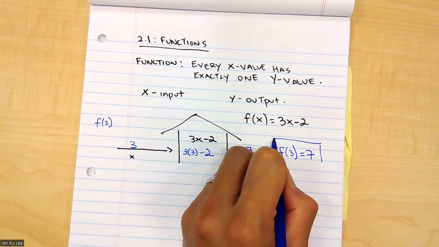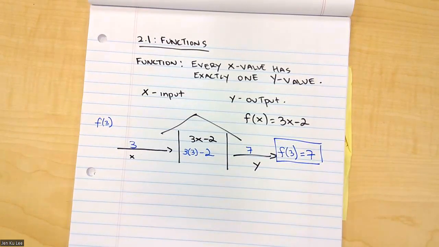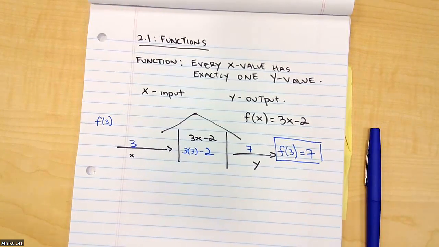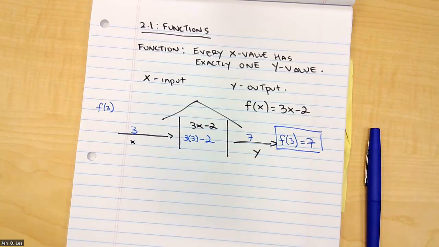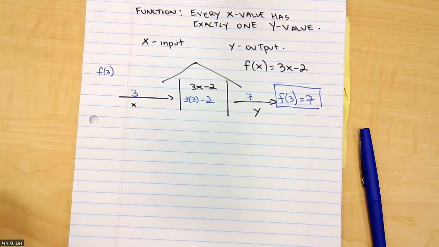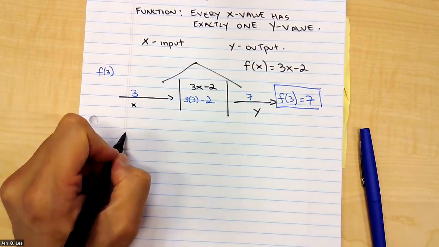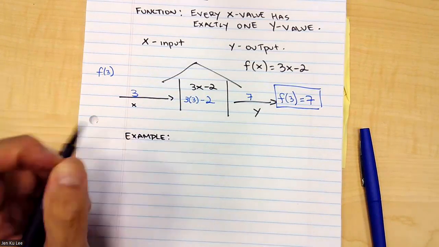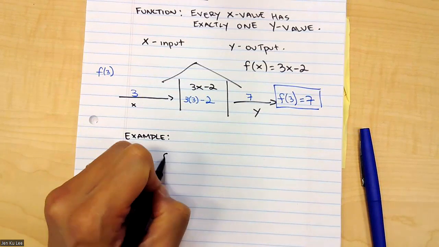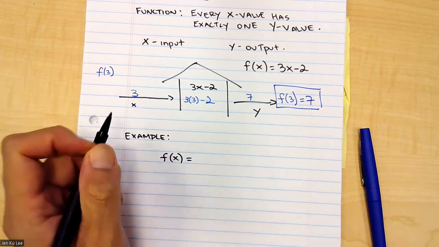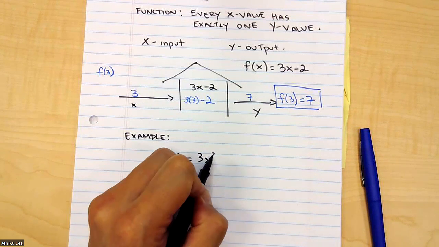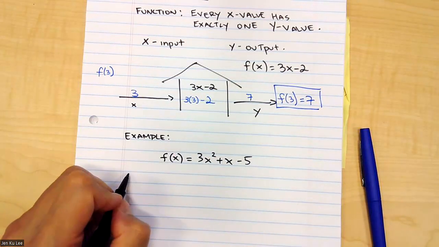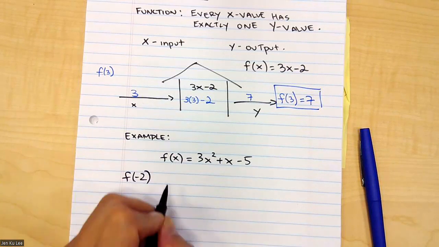Does that make sense? Yeah? So that's kind of like visually what we're doing here. Okay? So an example of this would be, hey, look, if I have f of x equals 3x squared plus x minus 5, find f of negative 2. Okay?